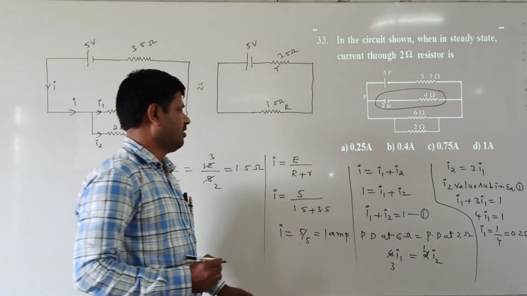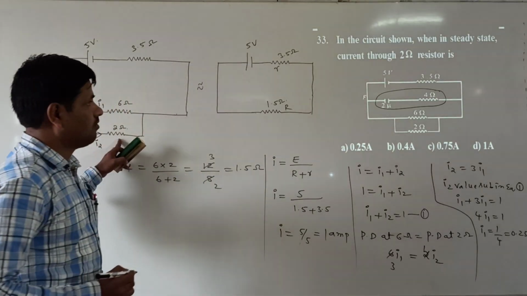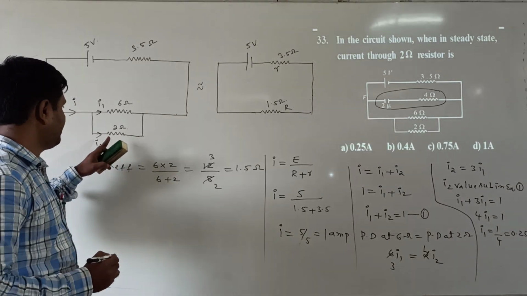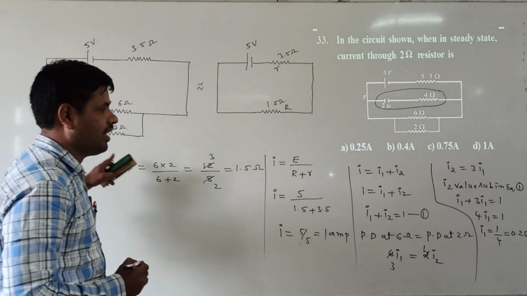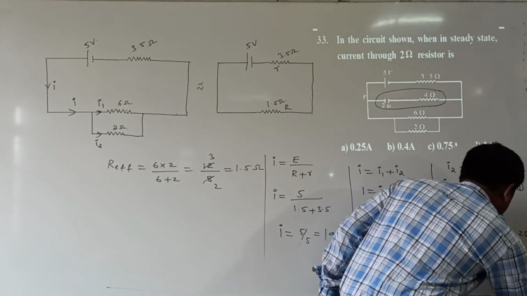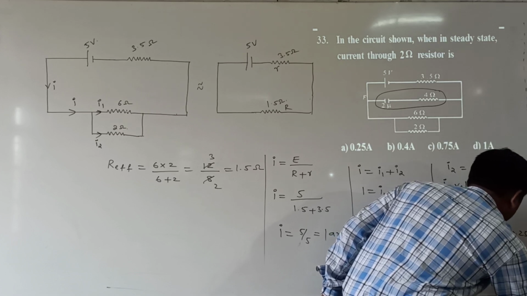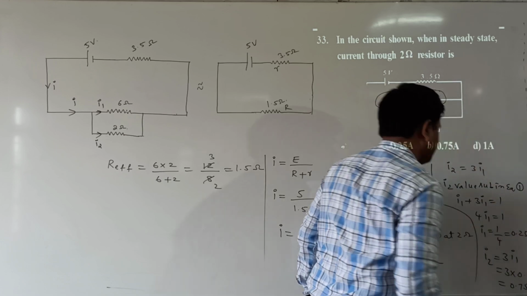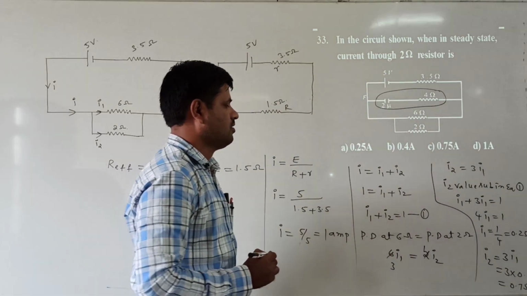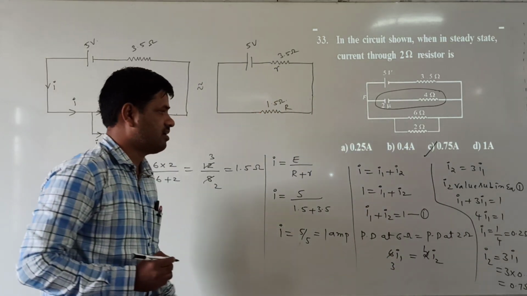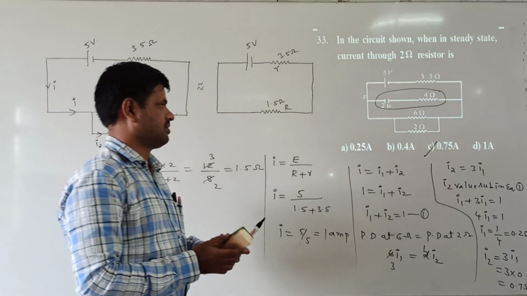But what is required? The current through the 2 ohm resistance is required. The current through the 2 ohm resistance is I2. I2 is required here. So I2 is equal to 3 I1. So 3 into 0.25 is how many amperes? 0.75 amperes we are getting here. So the current through the 2 ohm resistance is 0.75 amperes.